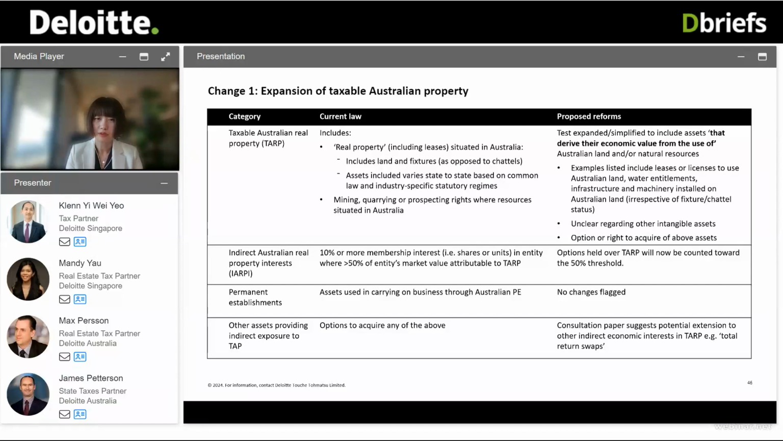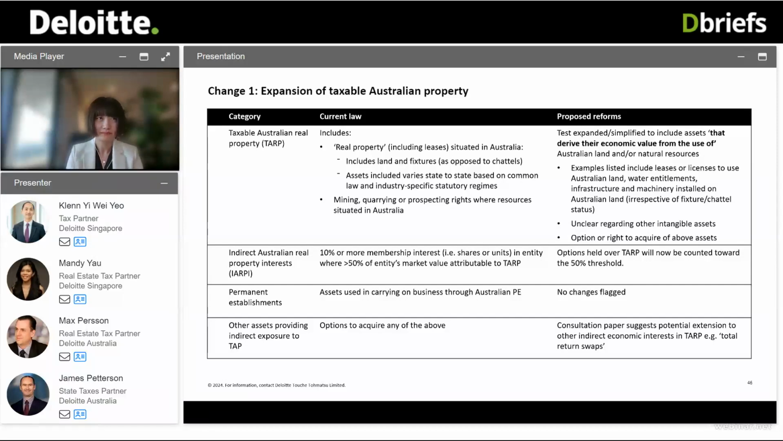The consultation proposed expanding the definition of real property to include assets with a close economic value to Australian land or natural resources, which is a very broad definition. For example, the expanded definition will now include tangible assets such as telecommunications, energy infrastructure like wind turbines, solar panels, and batteries. The expanded definition also will include intangible assets such as water entitlements. Let's use one example to demonstrate the proposed changes.